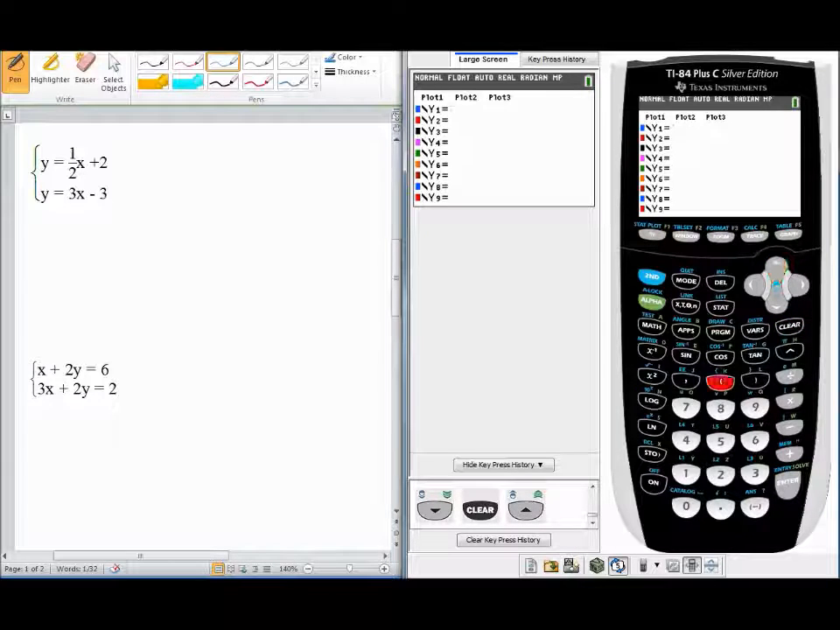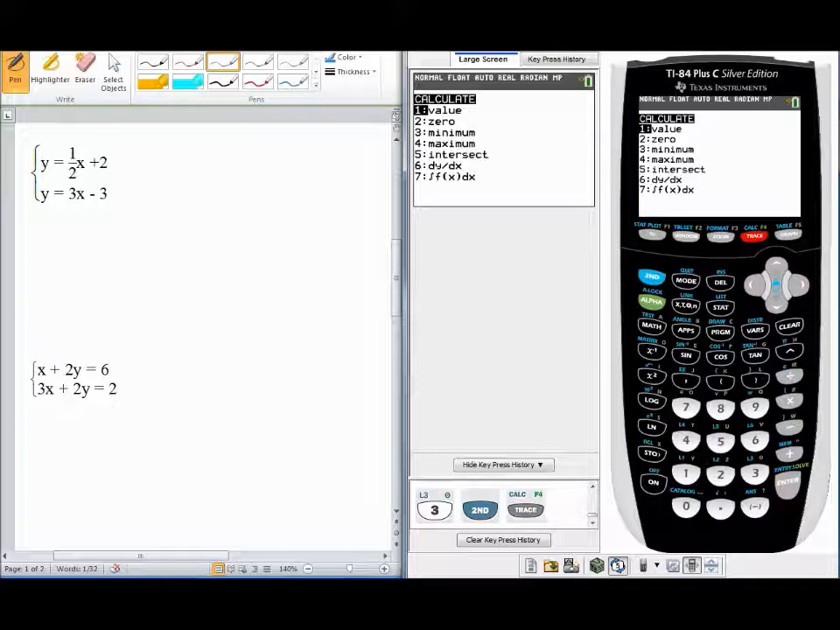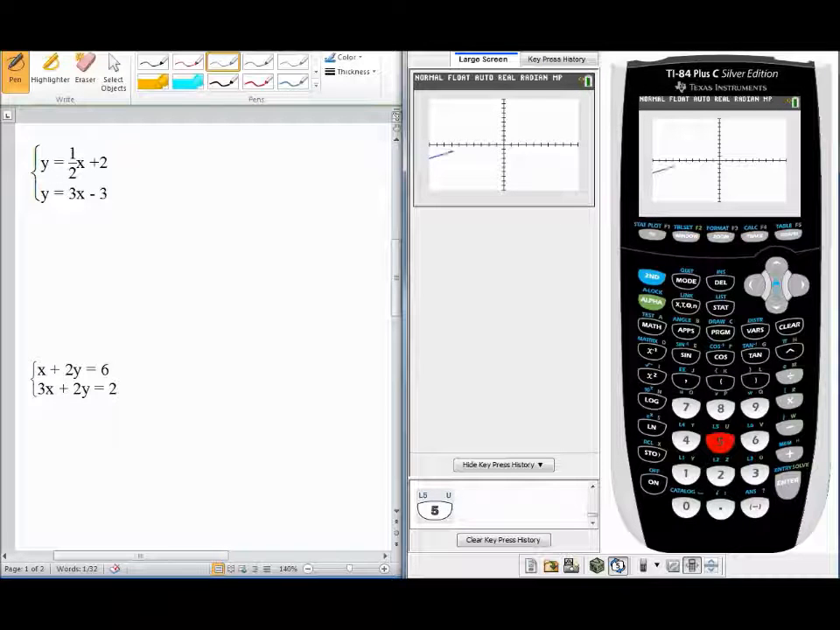The first one, once again, I like putting my fractions in parentheses. I have 1/2 x plus 2. Enter. And the next one I have 3x minus 3. Now I'm ready for the intersection. I'll hit second and trace. I'm looking for the intersection, so I'll hit number 5.